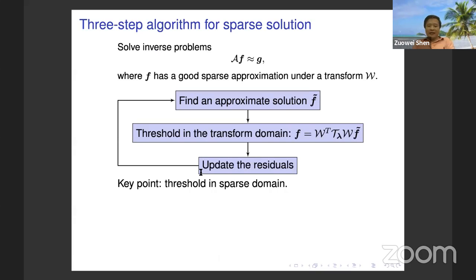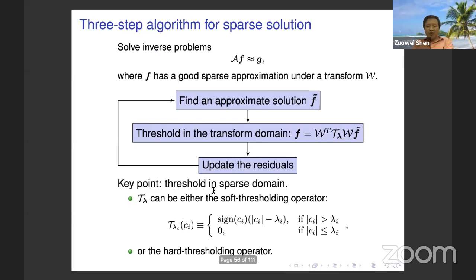So that's the key point here. It is not the L1 minimization, not the L0 minimization. The key point is to apply thresholding in the domain where your solution has sparsity. You have two kinds of thresholding: soft thresholding and hard thresholding. Hard thresholding just cuts off, soft thresholding just shrinks.